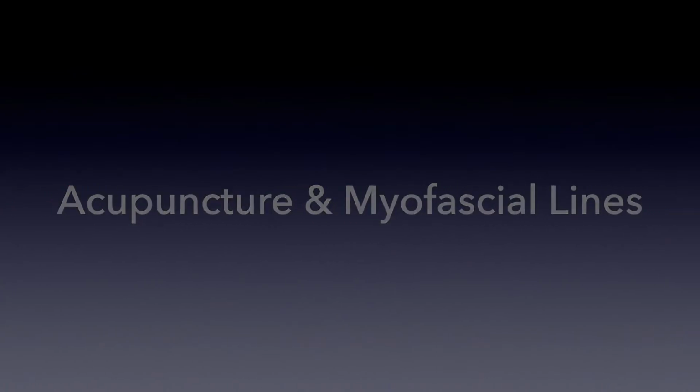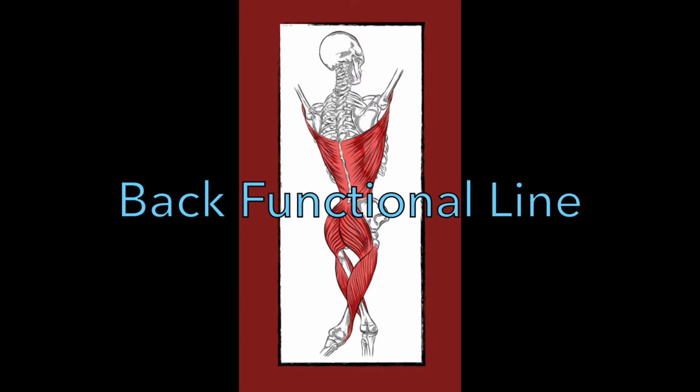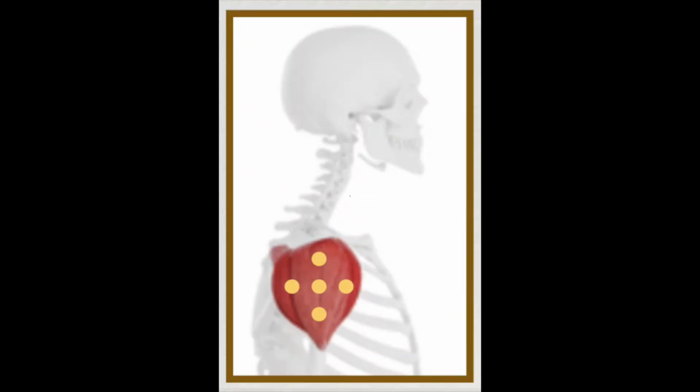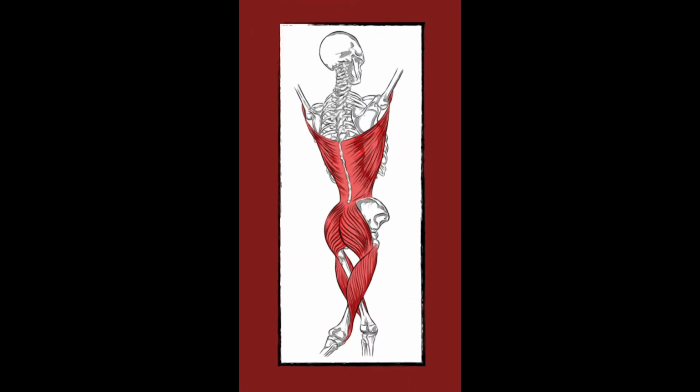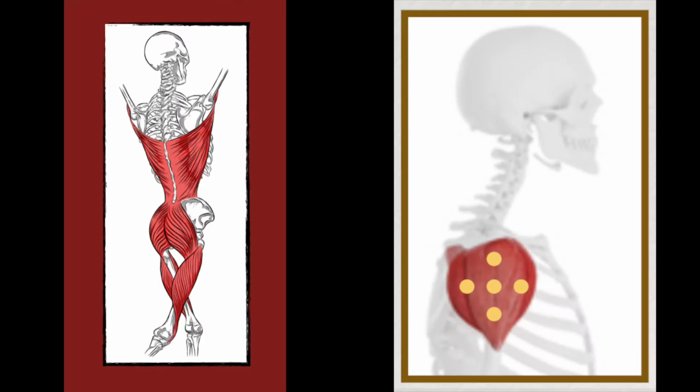Acupuncture myofascial lines, the shoulders and hips. What we see here is the back functional line, and these points are in the deltoid and are known to treat hip problems. Now, this back functional line includes the lats and the glutes, and so when we use the points that are in the deltoid, then it's going to be able to work at the more superficial levels through the lats and the glutes.